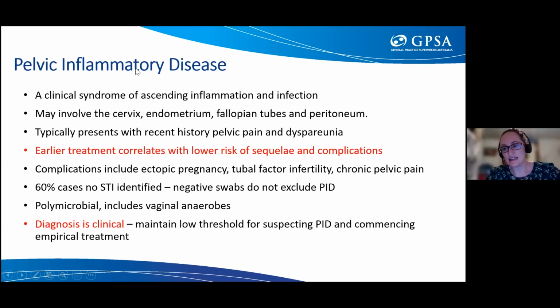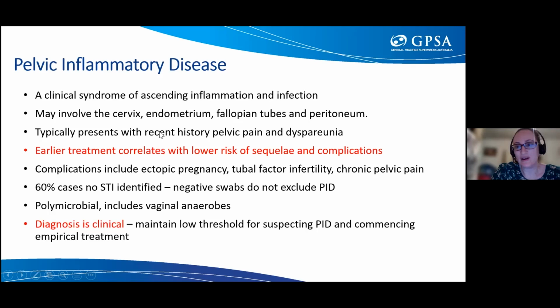And when you see the teaching plan that's going to be available, there is a case to work through with your registrars specifically on PID, because it is a bit of a gap and we do see a lot of variability, and it's a tricky condition because there is no diagnostic test. PID is a clinical syndrome of ascending inflammation and infection. It can involve the cervix, endometrium, fallopian tubes, and peritoneum. You can get a frank peritonitis from it.